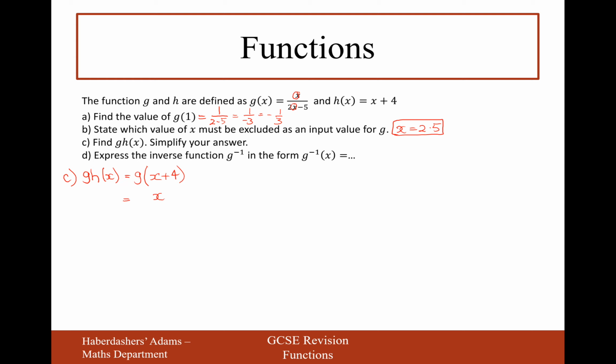So it's going to be (x plus 4) over 2 bracket x plus 4 minus 5. So on the top it's going to be x plus 4, over 2x plus 8 minus 5, expanding the brackets, and simplifying it, it's going to be x plus 4 over 2x plus 3. And there we are, that's the answer to that question.